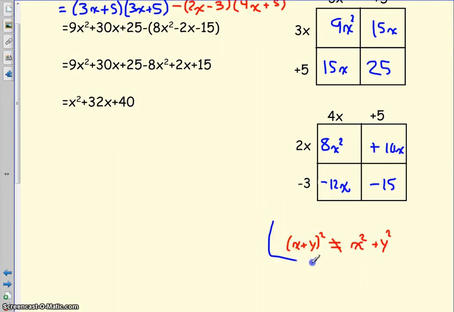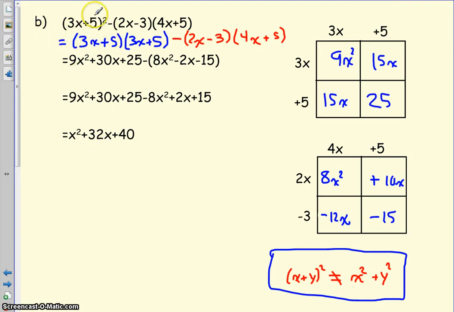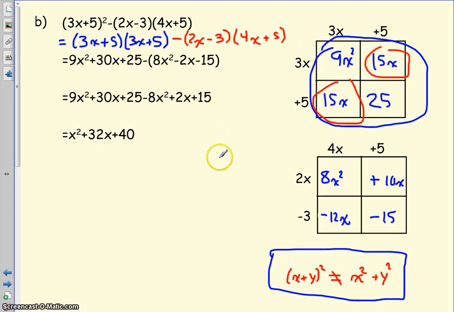So remember this, okay? If you have a binomial that's squared, it doesn't mean you just simply square each term. You have to use an array to expand that out. So 3x plus 5 all squared is the same thing as 3x plus 5 times 3x plus 5, which in an array you can clearly see is not just 9x squared plus 25. There's going to be a middle term here of 30x when you put those two 15x's together. So please do not make that mistake.